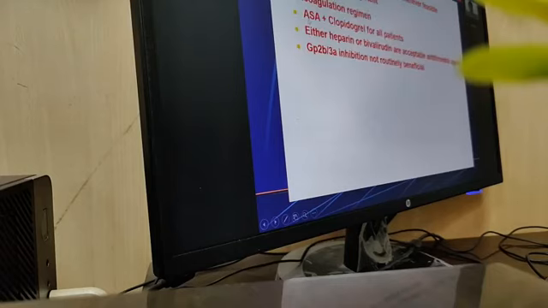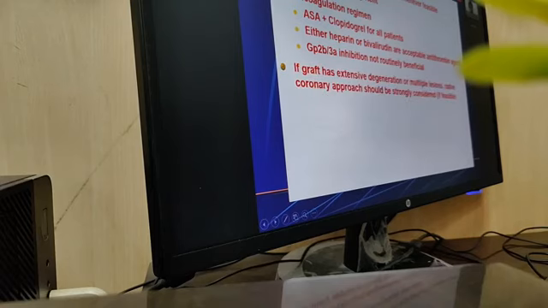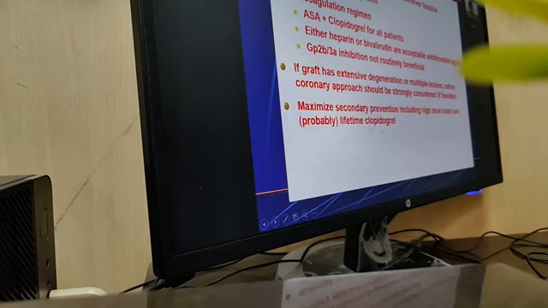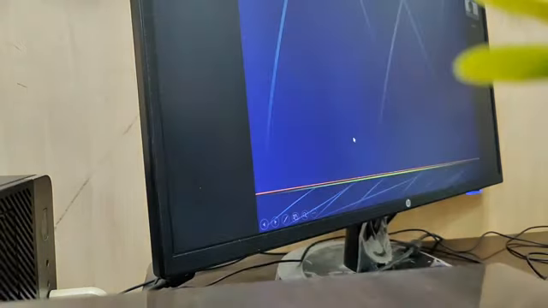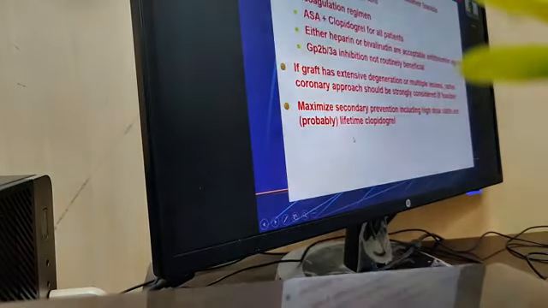So finally, what are the indications of current recommendation? Use an embolic protection device whenever feasible. Use a drug-eluting stent. Anticoagulation, aspirin plus clopidogrel to all patients. Either heparin or bivalirudin is an acceptable antithrombin. GP2B3A receptor antagonist for SVG intervention is not routinely beneficial. If the graft has extensive degeneration or multiple lesions, a native coronary approach should be strongly considered if feasible. Maximize secondary prevention using high-dose statin and probably lifetime clopidogrel. So this is how you use it.